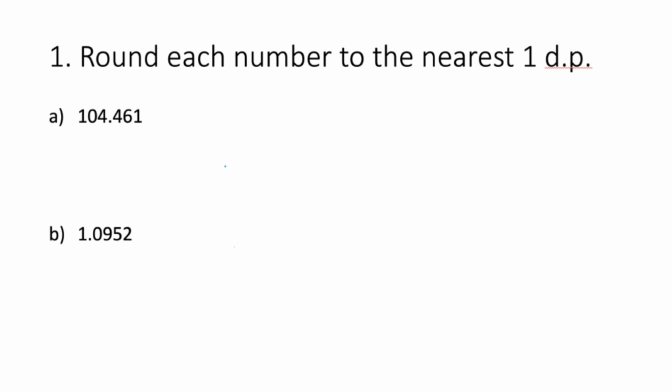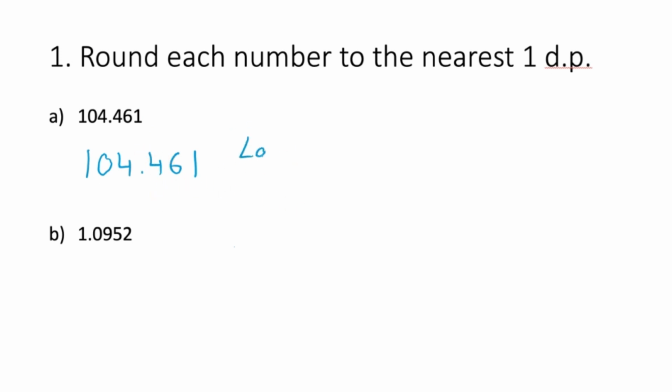Welcome to another video. Today's topic is rounding numbers. So for question 1, round each number to the nearest one decimal place. So for question 1a, you have 104.461. So when it comes to rounding numbers, you have two important numbers to think of.